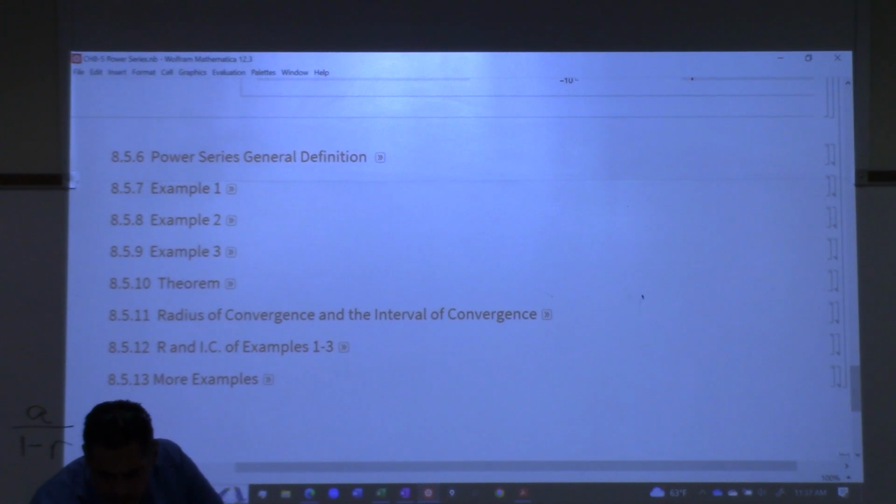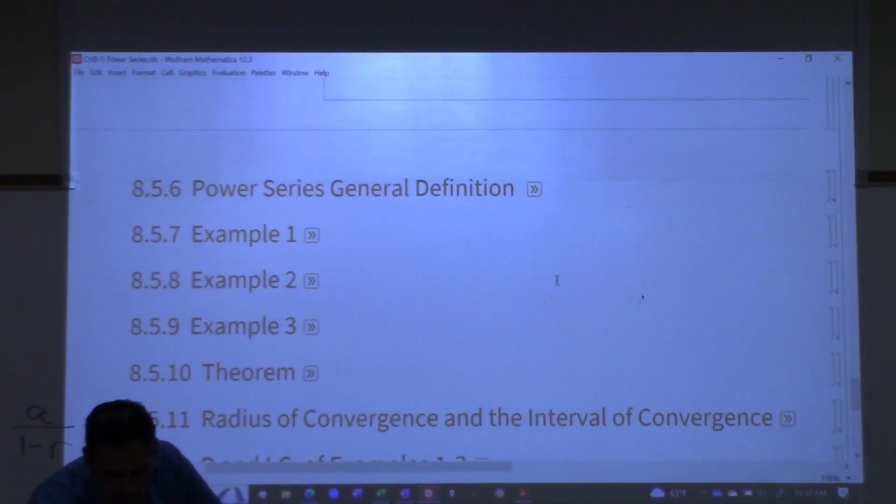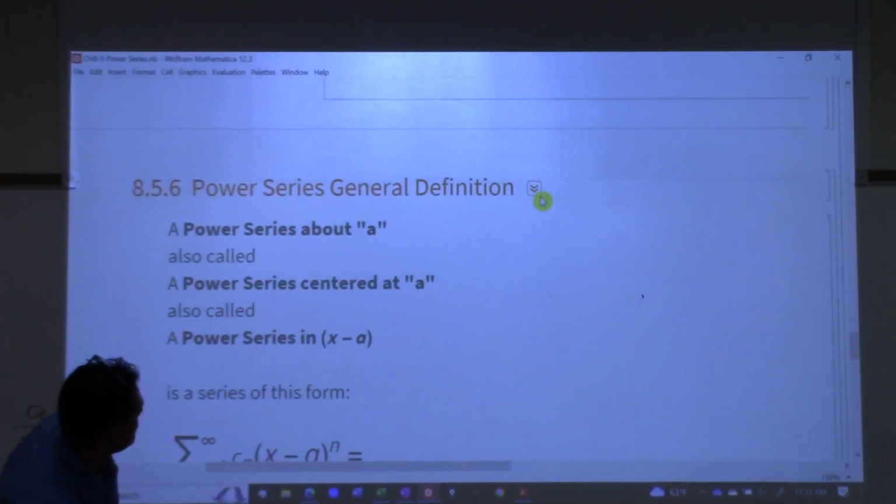All right. Now we need a more general definition. I mean, it's kind of good news and bad news.